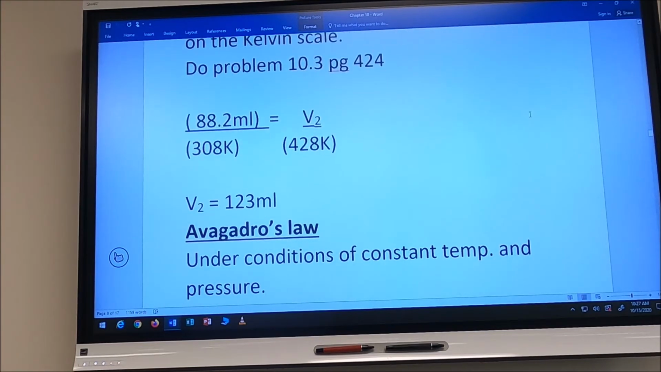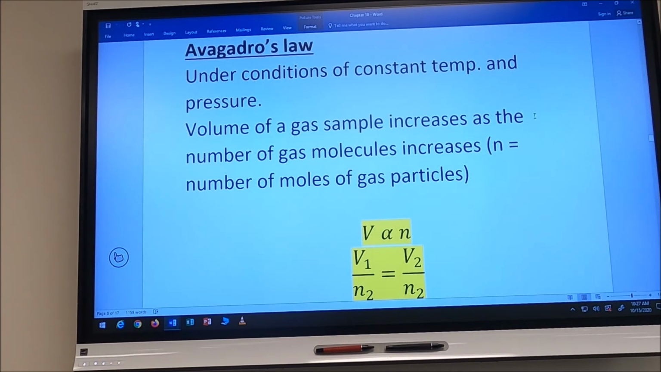Now let's talk Avogadro's law. Now this is the newbie on the block. This one is a relatively new law, as in, this one wasn't in the textbooks when I took chemistry. Okay? So it says, under conditions of constant temperature and pressure, volume of a gas sample increases as the number of gas molecules increases. Now, guys, you've all experienced this.